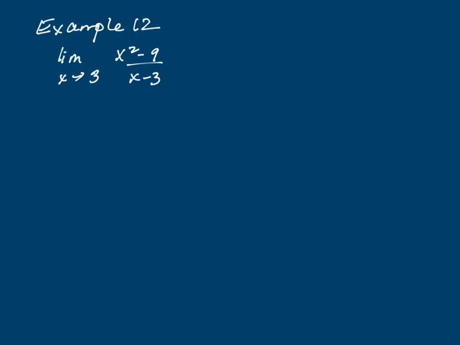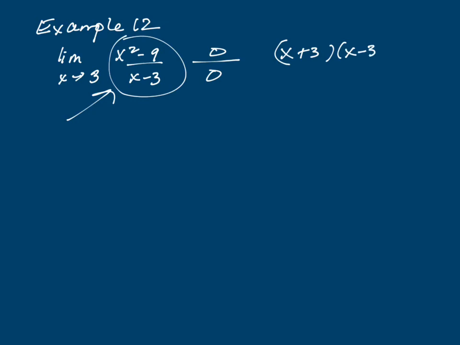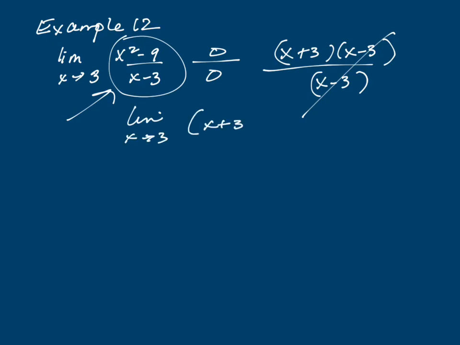So example 12 looks like if you put a 3 in the bottom, you're going to get 0, and if you put a 3 in the top, you're going to get 0. Now, you could do L'Hopital. Probably faster to do L'Hopital, but maybe not, because we know that we can simplify this. This is not a simplified expression. So this is x plus 3 times x minus 3 over x minus 3. So we're really just taking the limit as x goes to 3 of x plus 3, and you get 6.